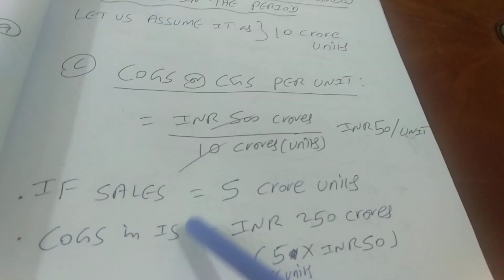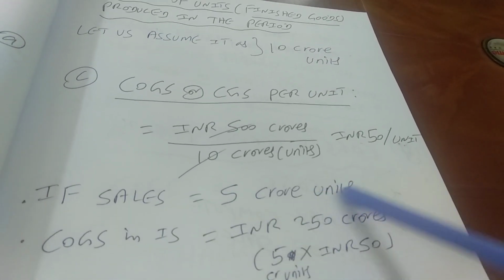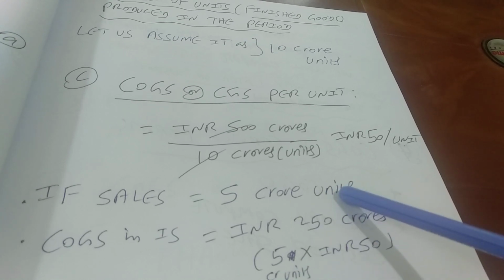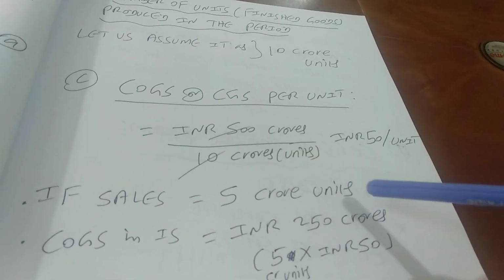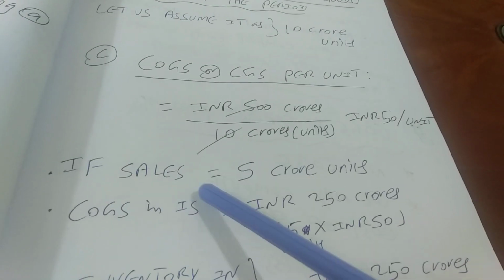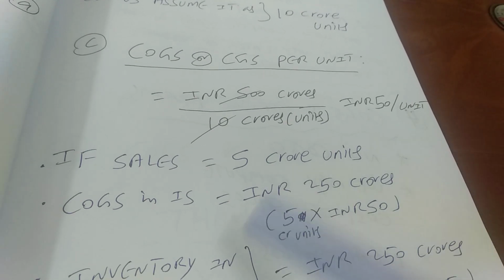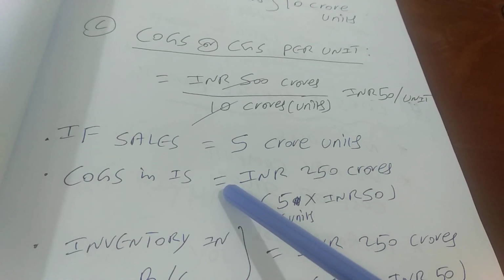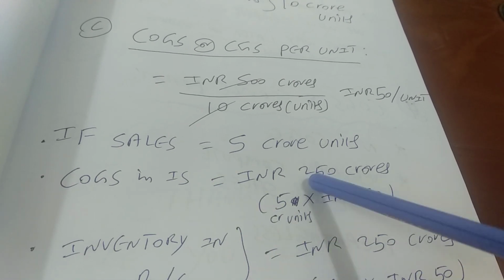Let us assume this company sells 5 crore units in this year. That means out of the total 10 crore units manufactured by the company, let us assume that they end up selling only 5 crore units in that year. So now we have to find out the cost of goods sold, which has to be reported in the income statement of this firm, right? So how can you do that?